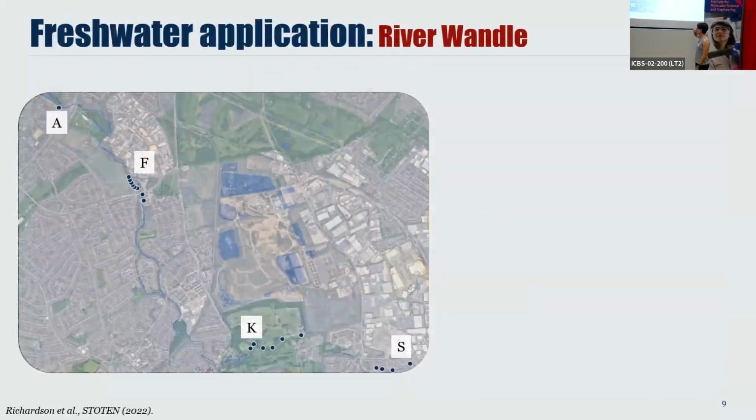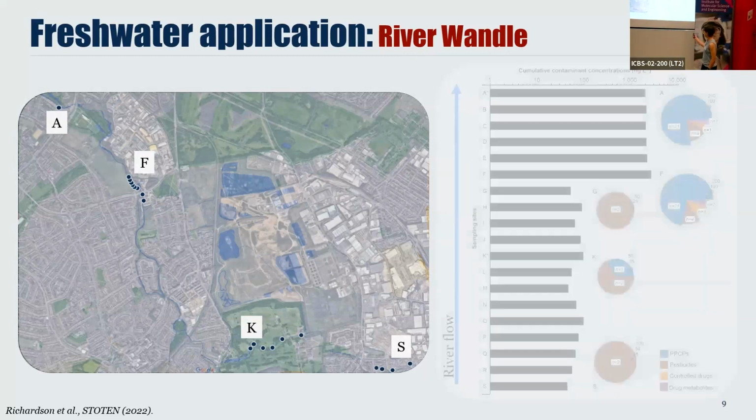So putting it into a freshwater application, this is the River Wandle in the southwest of London, and nearby you have the Beddington wastewater treatment plant. And for this work, the most important thing is to know where to take your sample. So this is where we did a little transect study of the stem of the Wandle based on some previous work, just taking grab samples as we moved along the river. So A is the closest to the Thames and S is closest to the source.